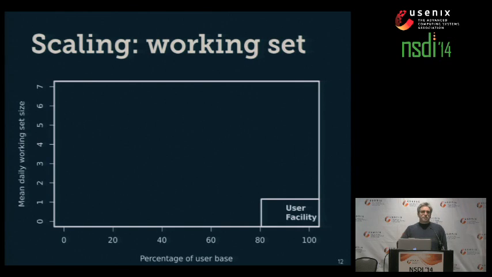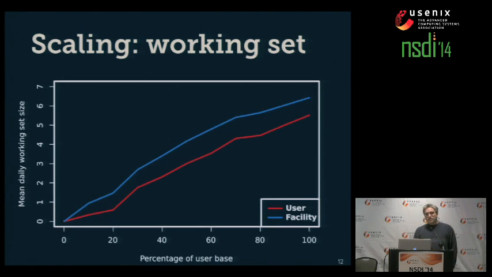And again, let's look at scaling as the user base grows, this time of the size of that working set. So here, as we increase the number of users, we end up with a daily working set size of user images that scales roughly linearly, which is in keeping with the total number of user images. But here, the facility images' working set size actually also grows linearly. And the whole graph stays roughly in that 55-45 ratio.